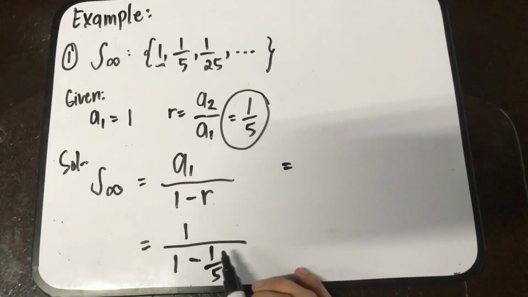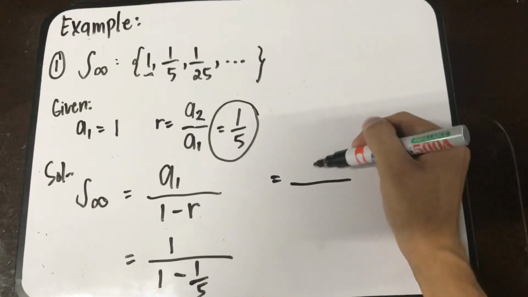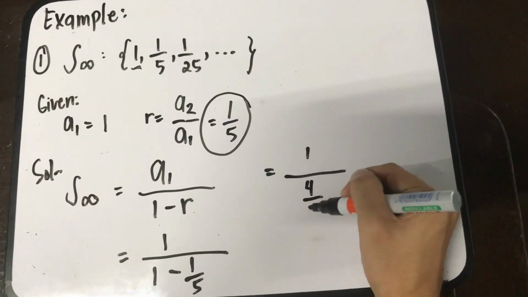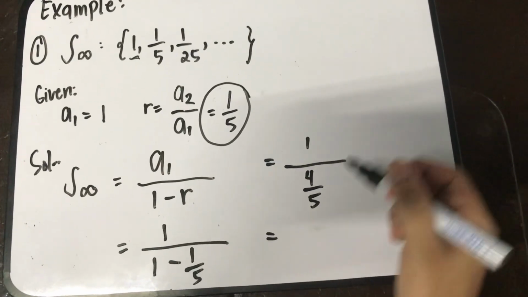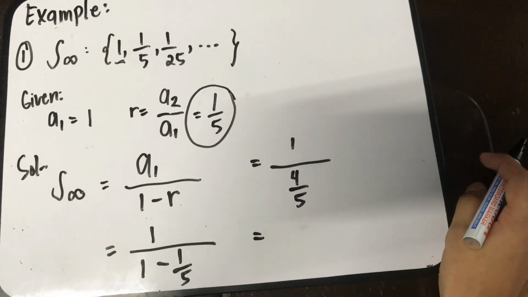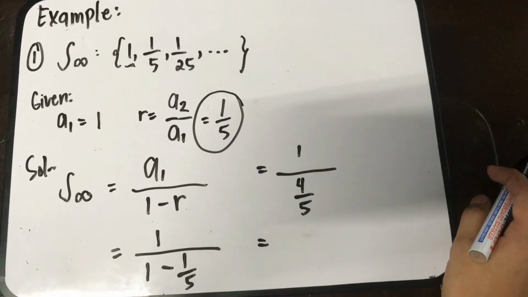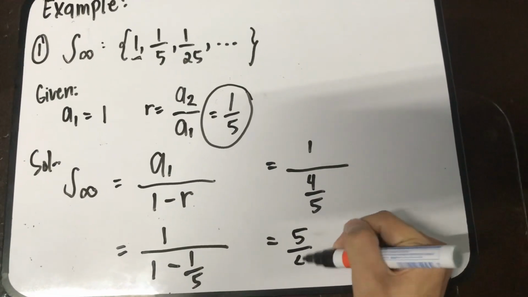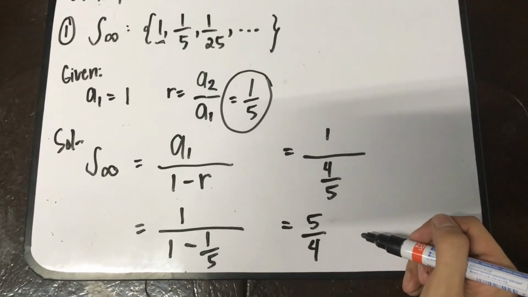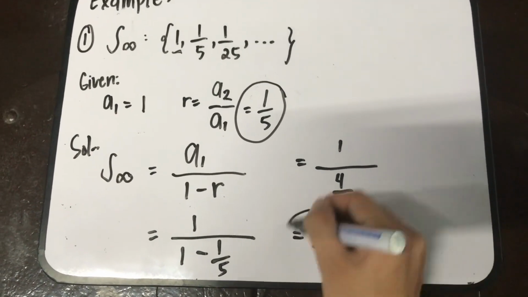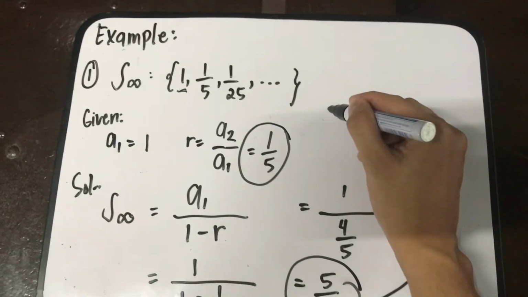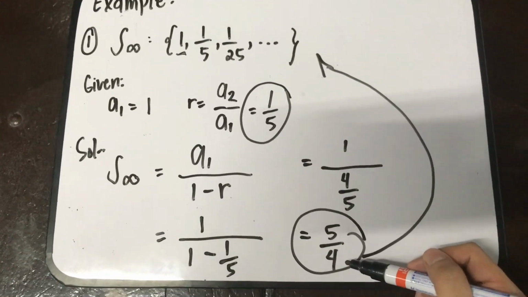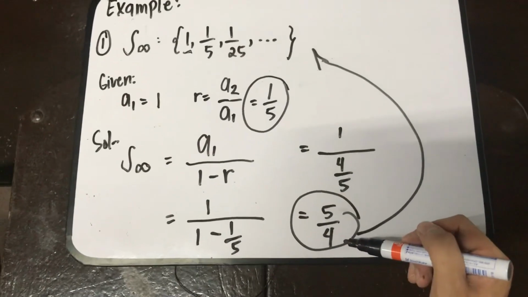So, 1 minus 1/5, that is 4/5. Tama? Now, 1 divided by 4/5, that is 5/4. Nakuha ba? So, ibig sabihin, the sum of this infinite geometric sequence is 5/4.